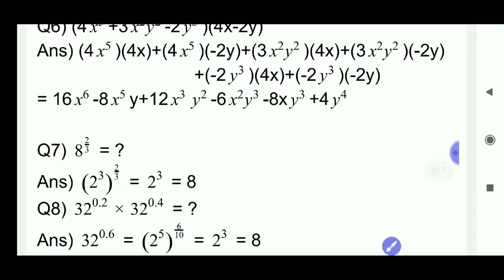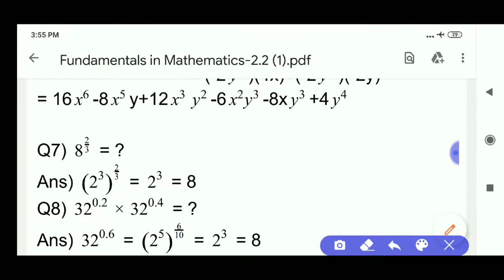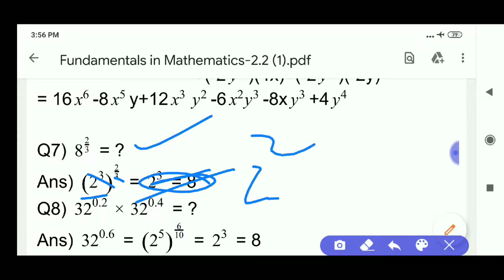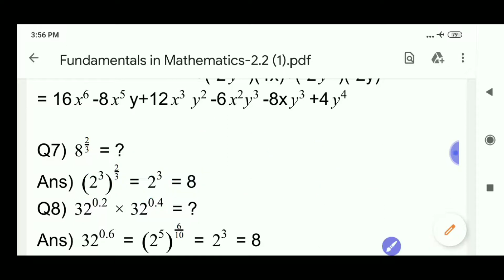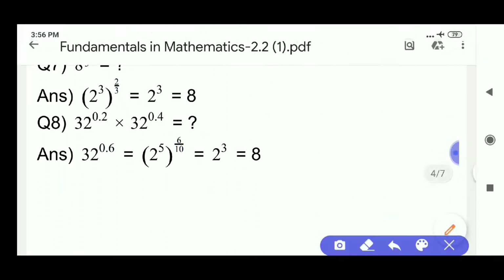Now come to one more question. What is 8 power 2 by 3? We can write 8 as 2 cube and whole power 2 by 3. We know the formula a power m whole power n is a power m into n. So by cancelling we get 2 square and 2 square is nothing but 4. Its answer is 4.